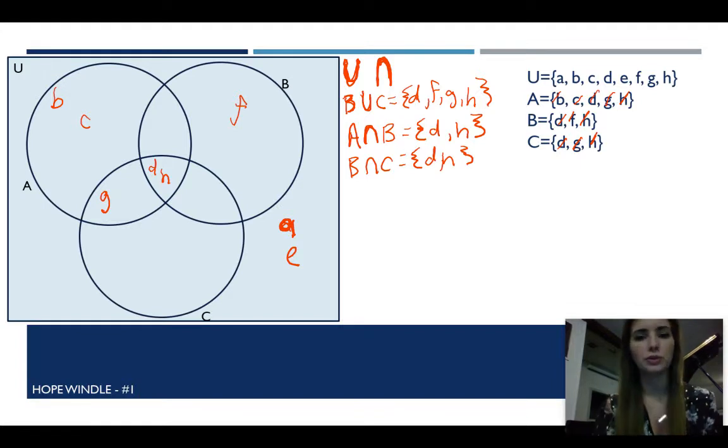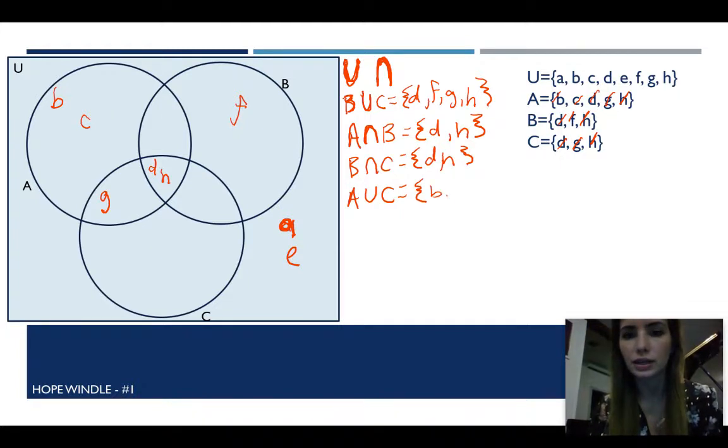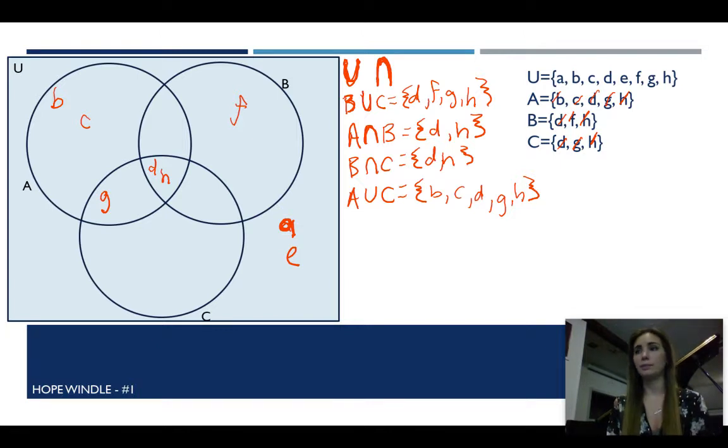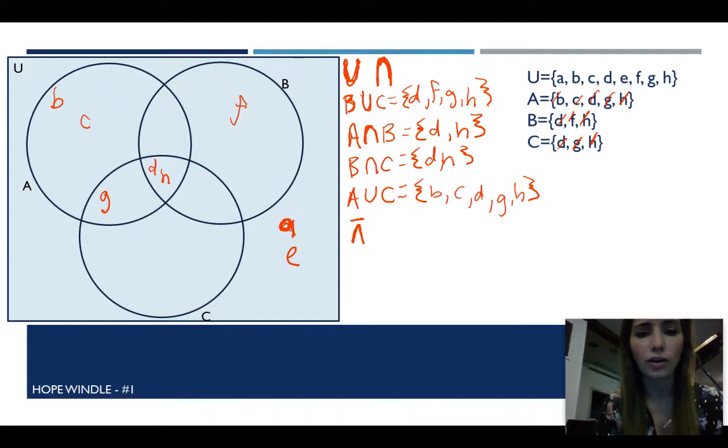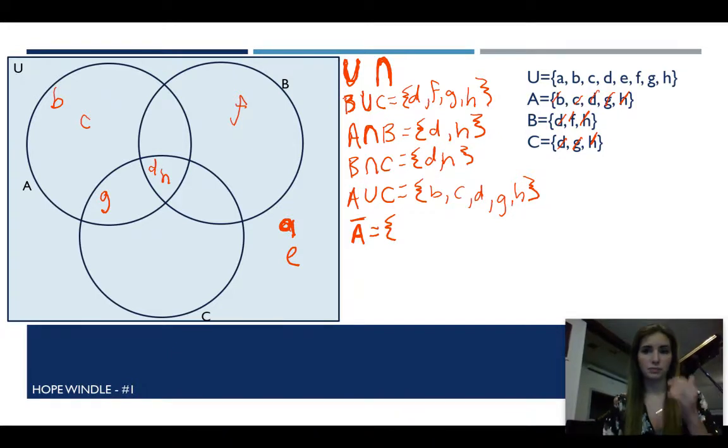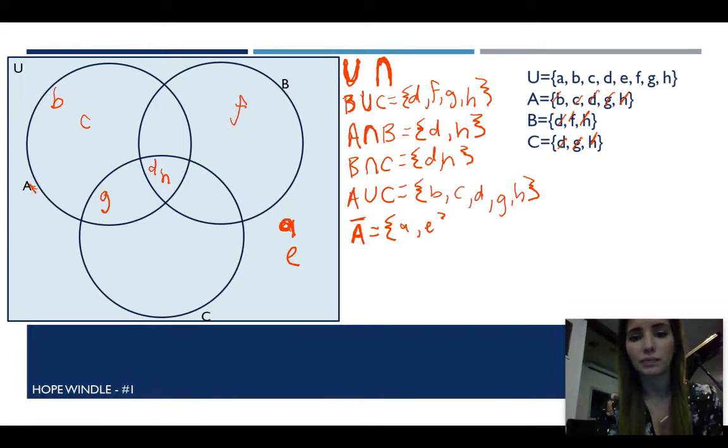Okay, let's try the union of sets A and C. So we can basically just copy through here. We see that B, C, D, G, and H union the sets A and C. Now we're going to talk about a complementary set. This is going to be all the elements that are not in the set A, that are in our universe. So whenever we look around at our set A, this circle here, we see the only elements that are not there are the elements A and E.